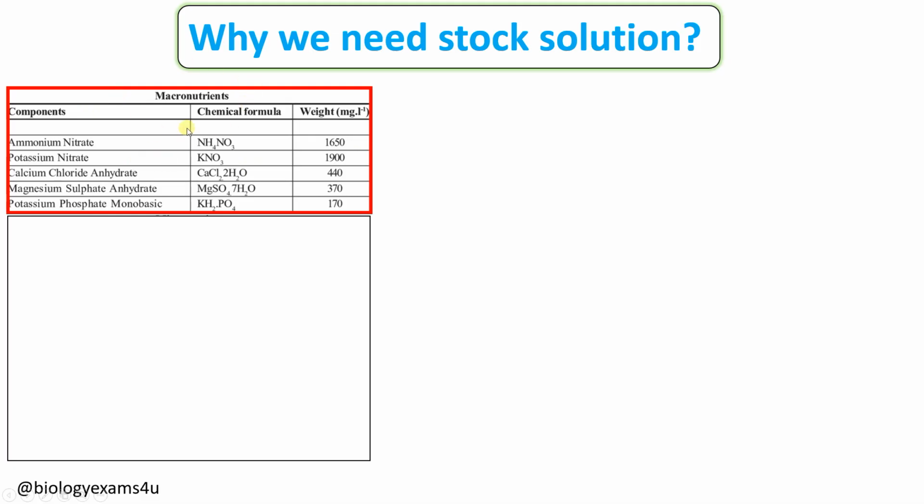We will be preparing a stock solution of these macronutrients. Often the stock solution is 20x, that means 20 times concentrated. For all these chemicals, suppose ammonium nitrate, it will be 1650 into 20 mg, dissolved in 1 liter of distilled water. That makes it 20x. So all these chemicals are weighed out and dissolved in 1 liter. That makes a 20x stock solution.